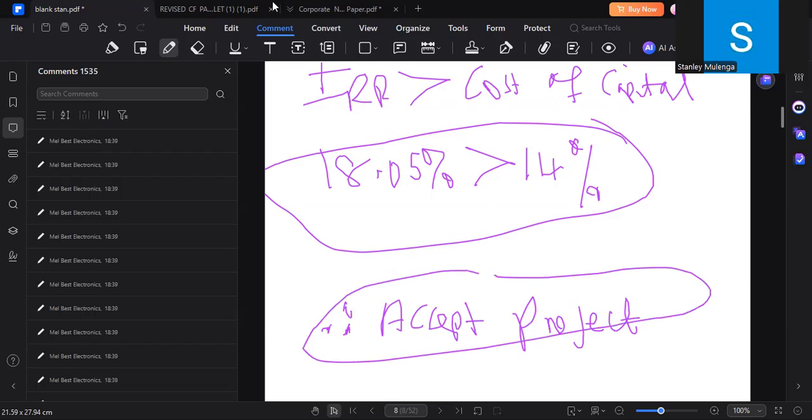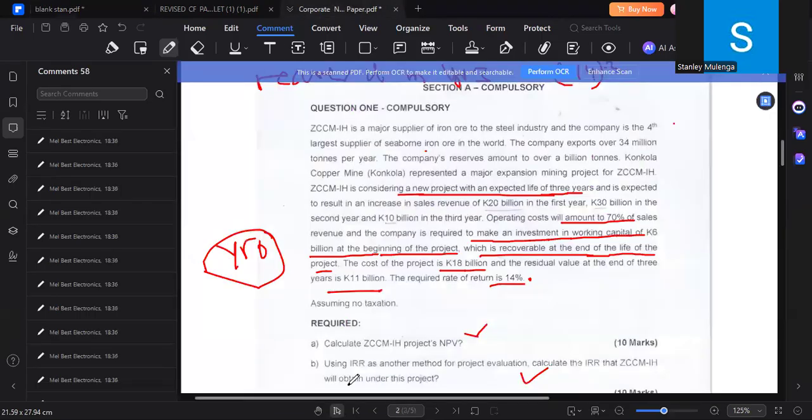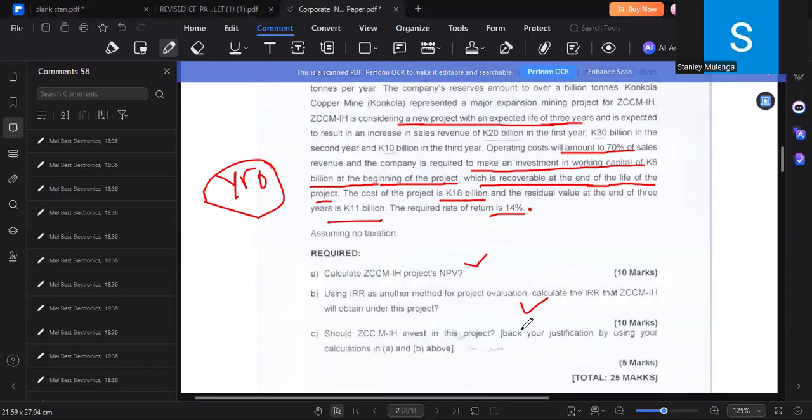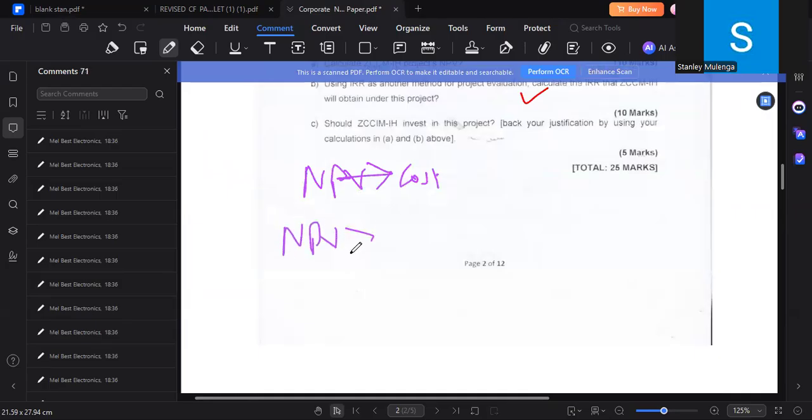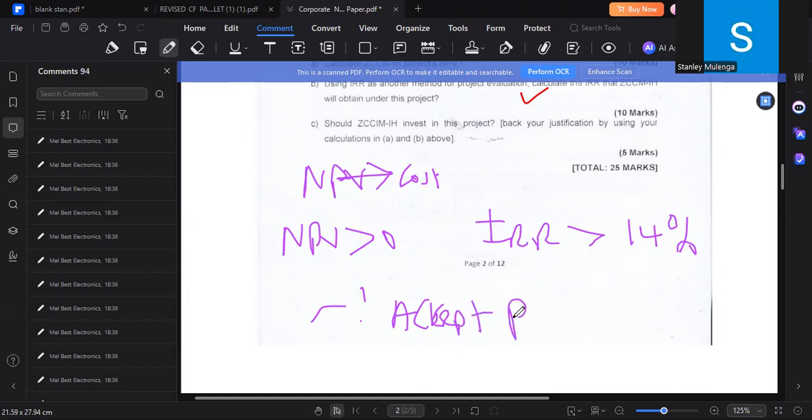Is that okay? This is how this question was supposed to be answered. This recording will be shared. So use internal rate of return. Should they accept the project? Yes, because we have NPV greater than 0, and internal rate of return greater than 14%. So therefore, accept the project. So we end here for now. I'm sure this recording will be shared.